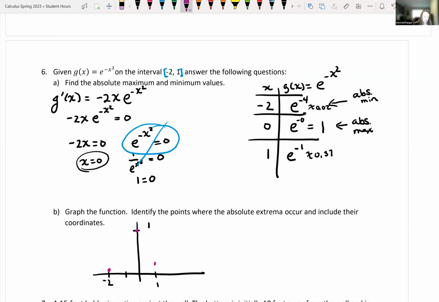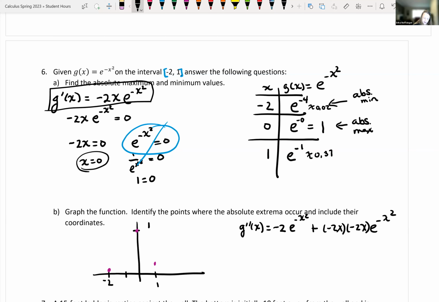Let's take the second derivative and let's find concavity if we can. Well, we can. So taking the second derivative, notice that we're going to need to use the product rule. So the derivative of negative 2x is negative 2 times the second function, which is e to the negative x squared, plus negative 2x times the derivative of e to the negative x squared. And that's going to give me negative 2x times e to the negative x squared.